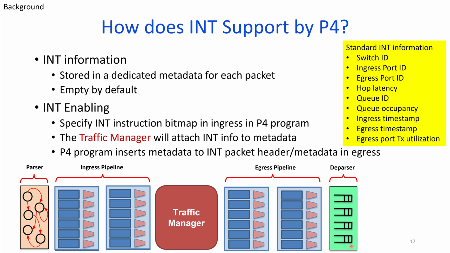Standard INT has tens of switch information items. Whenever a packet enters the switch, the network state will be available in the Traffic Manager (TM). To make a packet carry network state, all we need to do is insert the INT instruction bitmap before the packet enters the Traffic Manager. Then the Traffic Manager will copy INT information to the metadata. The metadata should be appended to the packet header in the egress pipeline. This is how INT works in a P4 switch. This information can be selected by the INT instruction bitmap.